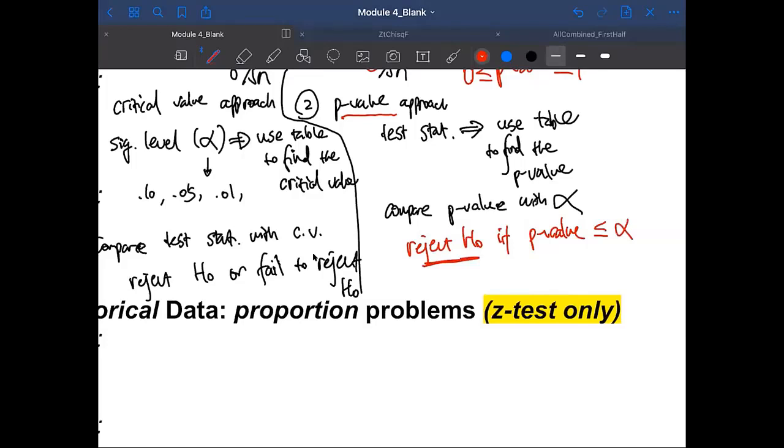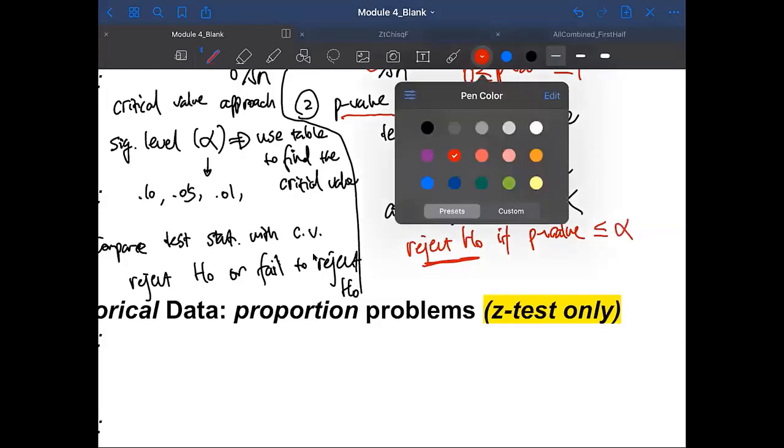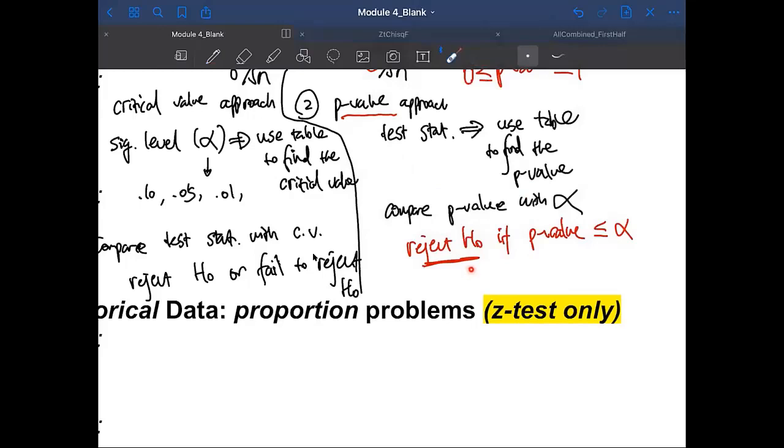Because the p-value is a probability. It just tells us the likelihood of observing your data if the null is true. If the p-value is super small, that means it is very unlikely to observe your data if the null is true. So that implies the null is not true, and that's why you should reject it. It's very unlikely to have this data if the null is true. That means, given we observe the data, the null is not true.